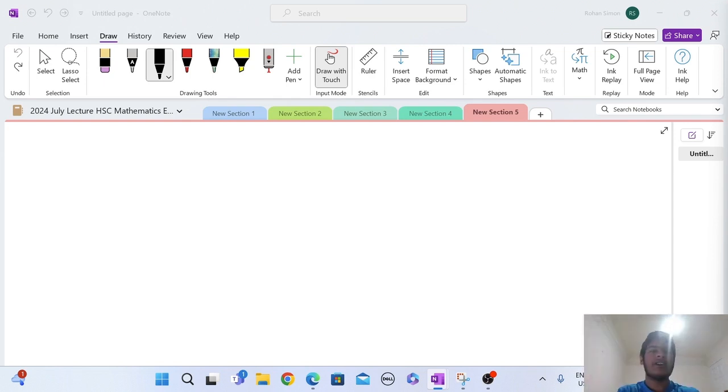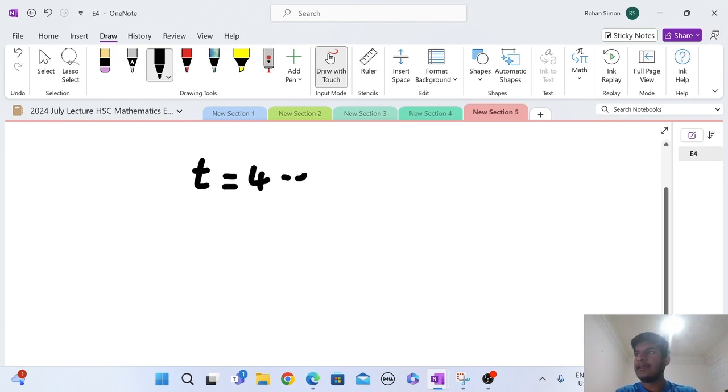Okay, so let's start with our expression. We're given that t equals 4 minus e to the minus 2x, and we're asked to find the expression for acceleration, that is x double dot. So we have t and x. What does that mean? We're probably going to have to use dx dt in order to get a velocity expression, because to get from position to acceleration, you either have to differentiate position twice, or you have to get to velocity and then use some of the other forms.